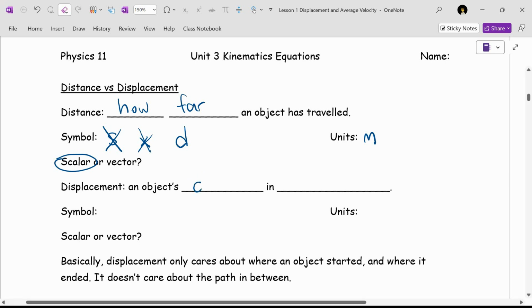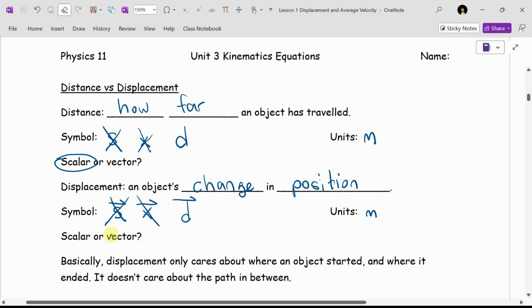Displacement is an object's change in position. Symbol: Isaac Newton used x with a vector bar. We're not going to use that. A lot of textbooks will use s with a vector bar, and a lot will use x with a vector bar, and that's fine. I'm going to use d for displacement with a vector bar. It's also measured in meters.